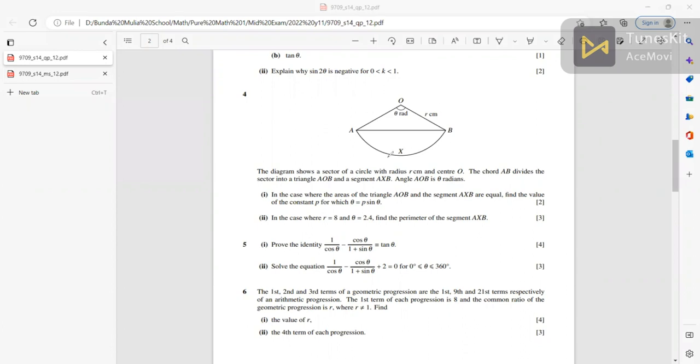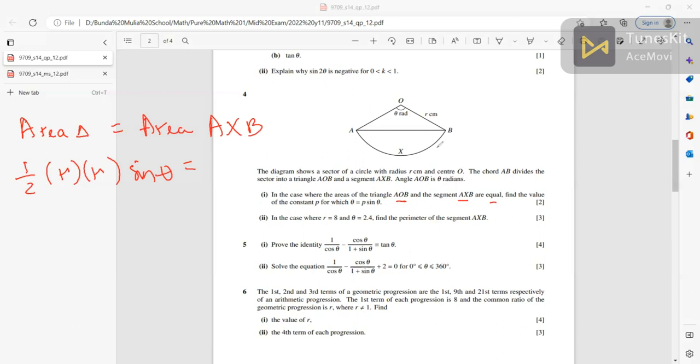So if we see the area of the triangle AOB and the segment AXB are equal. So that's our key point. So we have to find the area of the triangle first. So we have the area of the triangle equals to area of the segment AXB. The area of the triangle, it is what? Half times R times R sine theta.